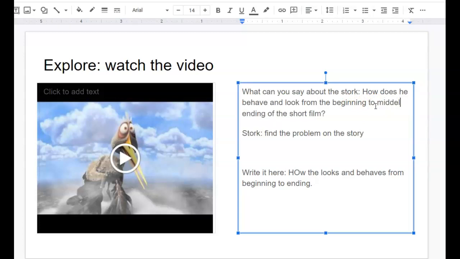Middle to ending of the short film. And a lot of times these behaviors will help us find the problem or the conflict of the story. So as you're watching it, just pay attention to how the stork looks and behaves from beginning to middle to ending. Because like I said, this is going to help us with our character development, and it's eventually going to lead us to plot, but not right now.